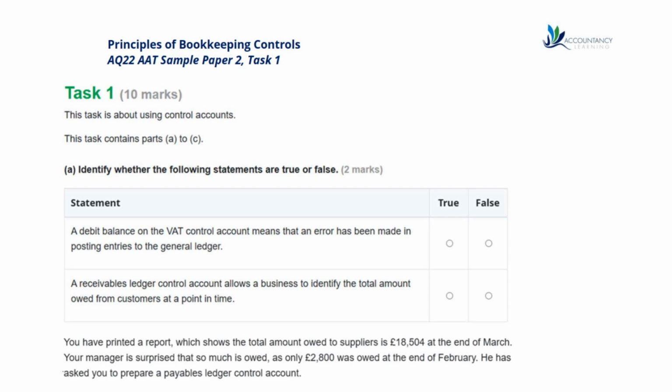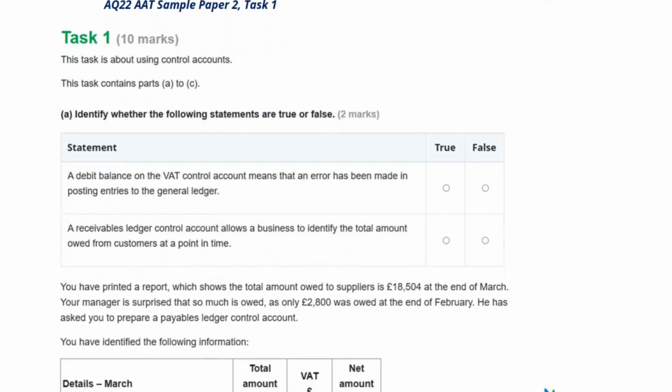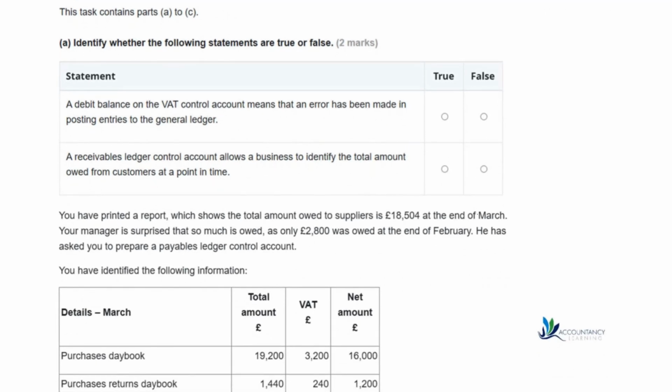I'm Sarah, and in this video I'll take you through the Principles of Bookkeeping Controls Sample Paper 2 Task 1. So Task 1 is all about using control accounts, and Part A asks us to identify whether the following statements are true or false. So the first one, a debit balance on the VAT control account means that an error has been made in posting entries to the general ledger.